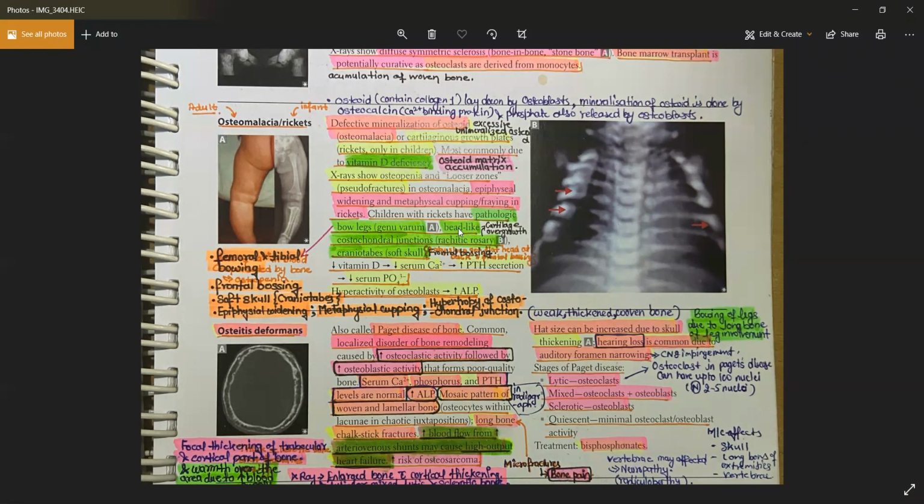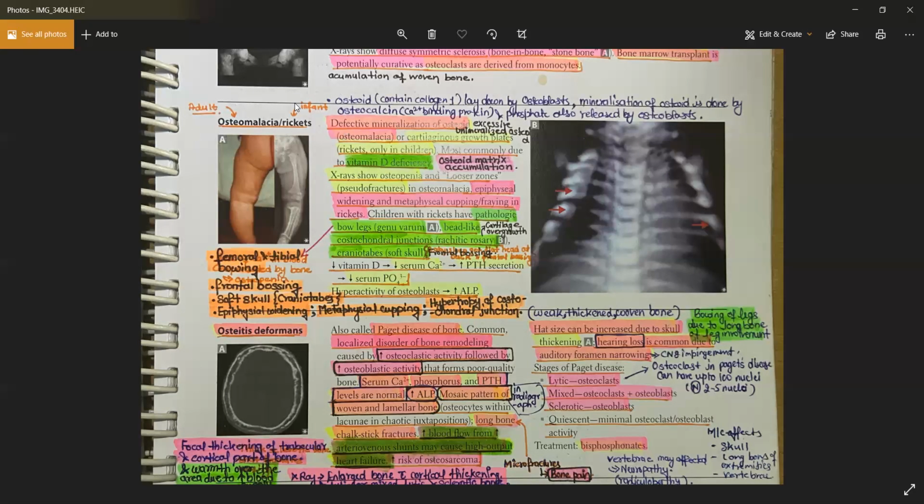It is a bead-like appearance of the costochondral junction that happens because of the hypertrophy of this junction, right? So this is a rickety rosary. So a patient with bone pain, prone to fracture, having bowing legs, frontal bossing, rickety rosary, epiphyseal widening, metaphyseal cupping, and a soft skull. These are all the symptoms of rickets in the infants.